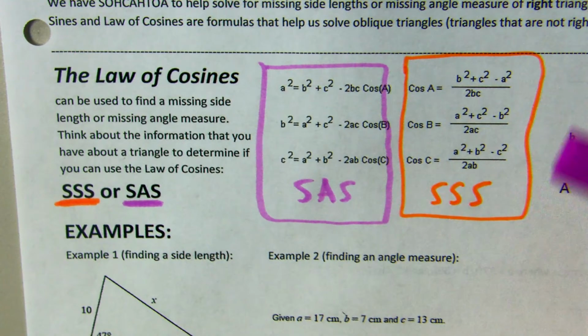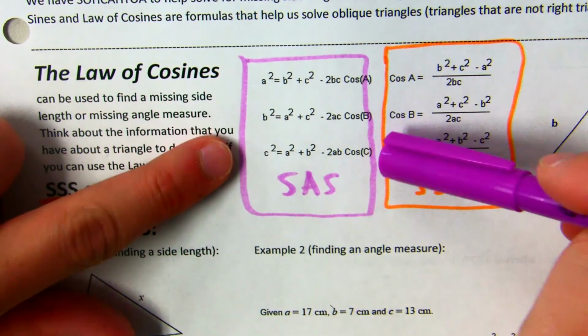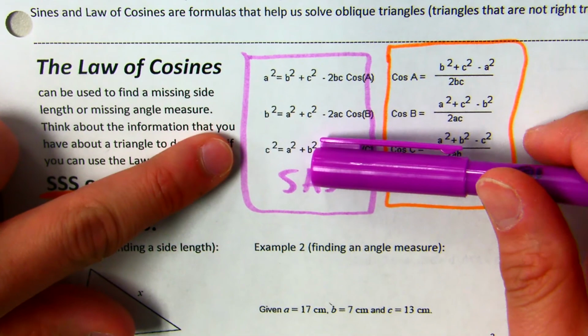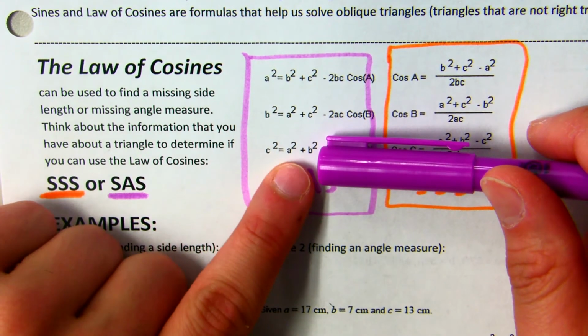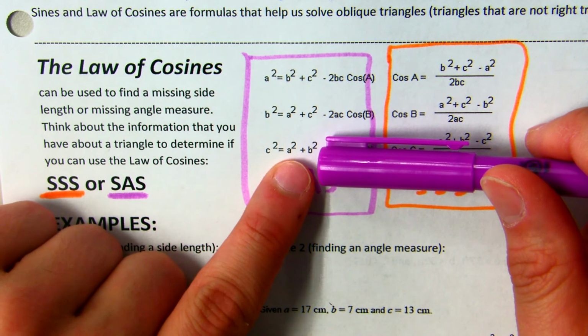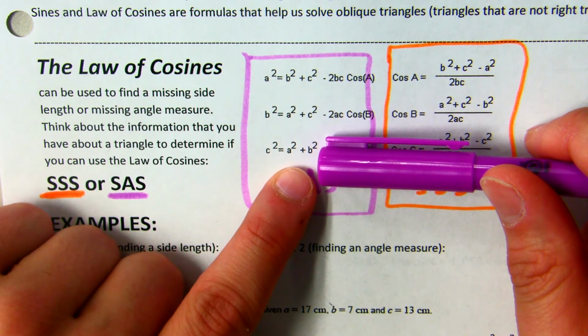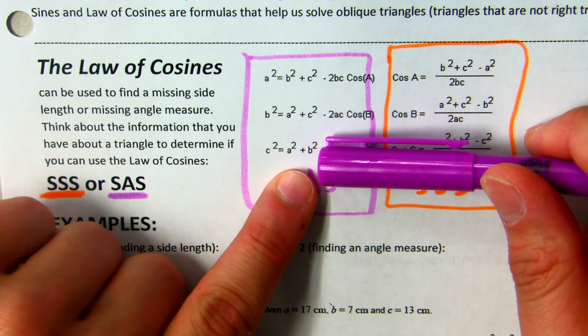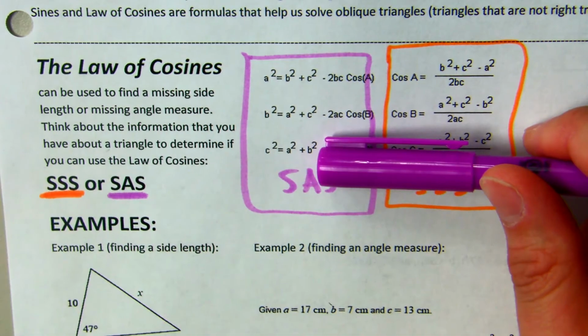Okay, the one I really want to point out to you is the bottom one. So if I covered up half of this bottom formula, where have you seen that before? The Pythagorean theorem, right? A squared plus b squared equals c squared. But the Pythagorean theorem only works in right triangles. This works on all triangles.